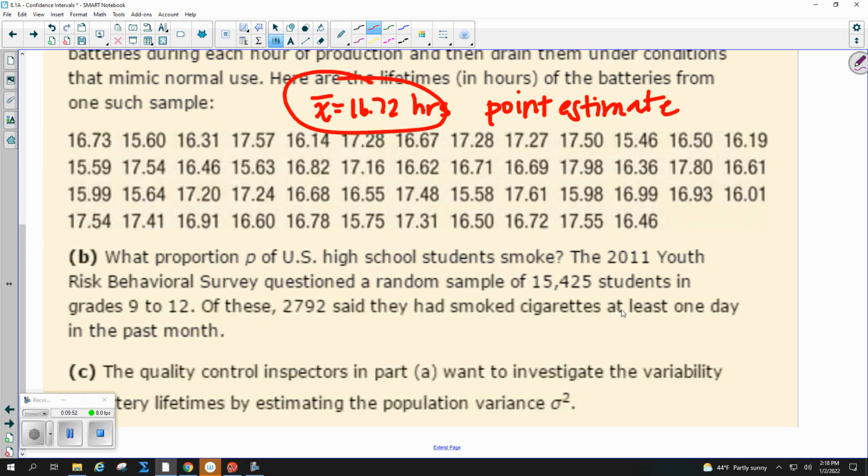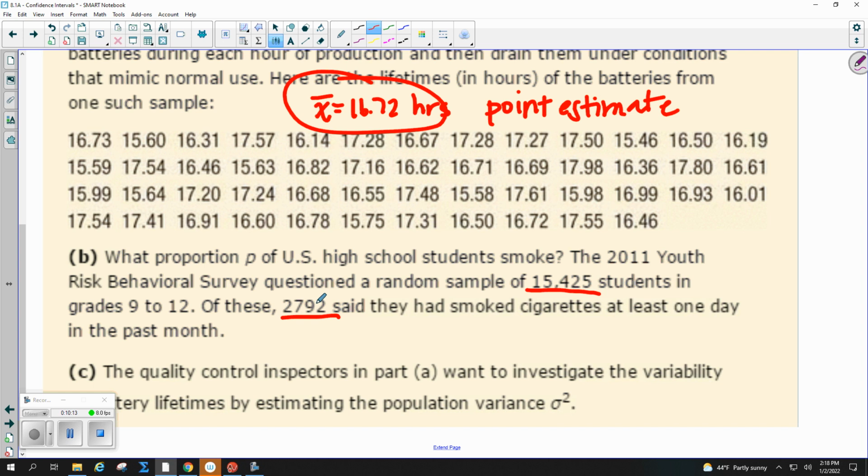B says, what proportion of U.S. high school students smoke? The 2011 Youth Risk Behavioral Survey questioned a random sample of this many students in grades 9 through 12, and of those, this many said they had smoked a cigarette at least one day in the past month. So you guys want to think, am I doing means or proportions?